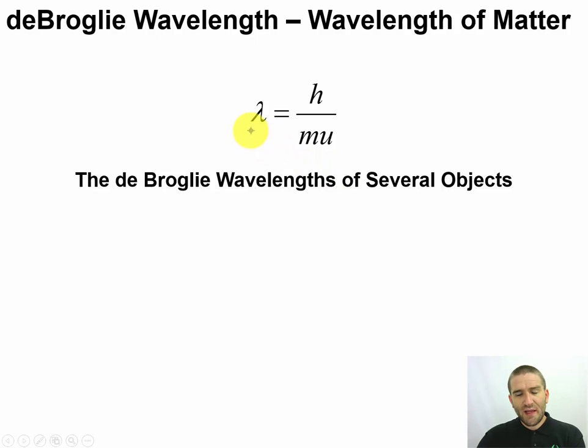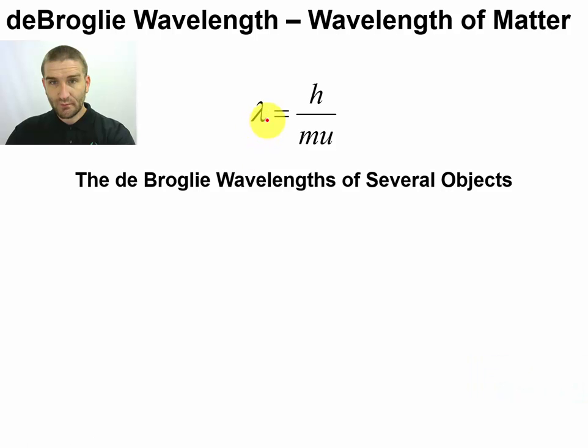Our deBroglie wavelength, now keep in mind this is the deBroglie wavelength. This is not for photons. You can see deBroglie wavelength is going to equal Planck's constant divided by the mass of the object times its velocity. So we have a constant, and then we're going to have the wavelength get large when you have really small masses and really small velocities. If you have both of them small, then you're going to end up having a big wavelength.